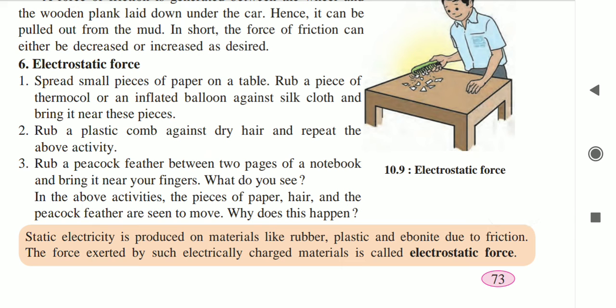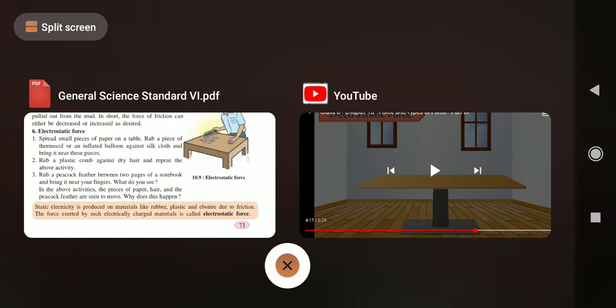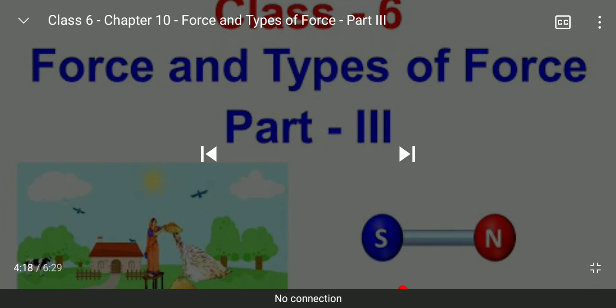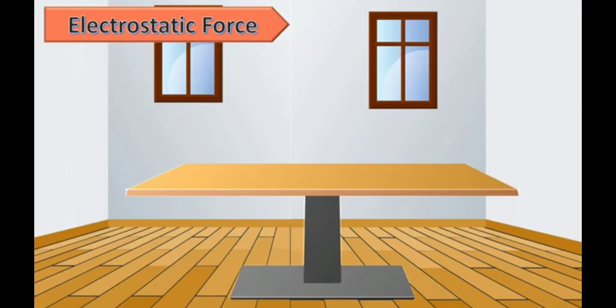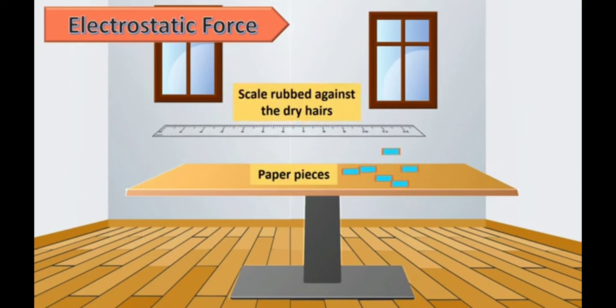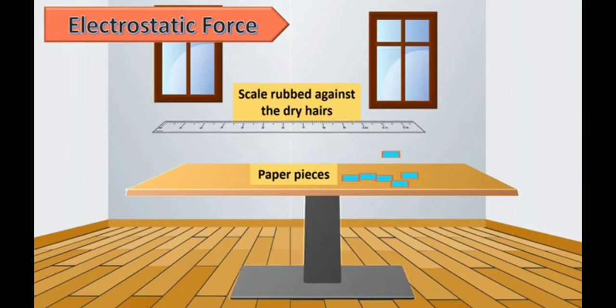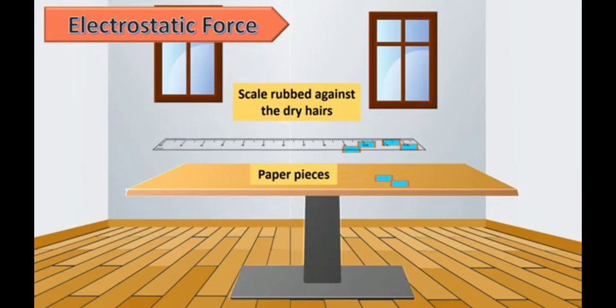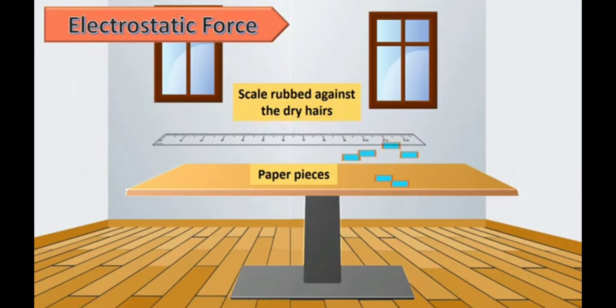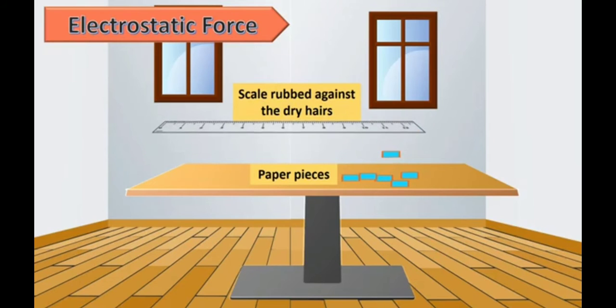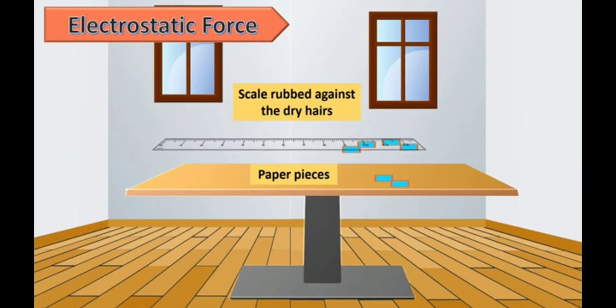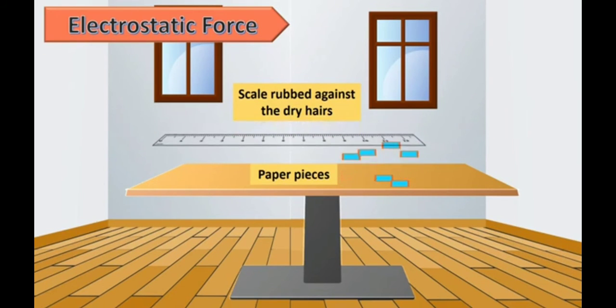Then come to electrostatic force. Before going to electrostatic force, let's see the video of the electrostatic force here. You can see the table over there. Can you guess what is the meaning of electrostatic force? You can see the scale rubbed against dry hair and then brought to the pieces of paper. What happens? All the pieces of paper get stuck to the plastic scale.